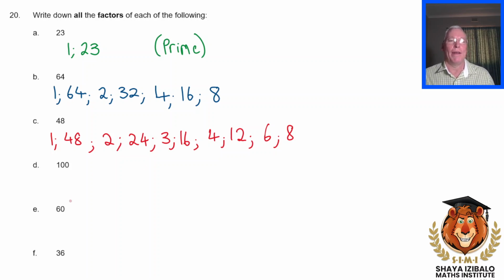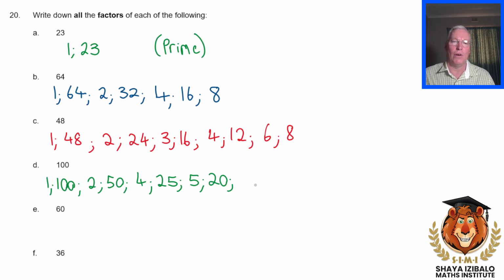Okay. What about 100? Okay, let's look at 100. We've got 1 and 100. It's an even number. We've got 2 and 50. What about 3? No. What about 4? Yes, 4 and 25. What about 5? Yes, 5 and 20. What about 6? No. 7? No. 8? No. 9? No. 10? Yes. Okay. 10 with 10. Okay. Right, I'm only writing the 10 down once.